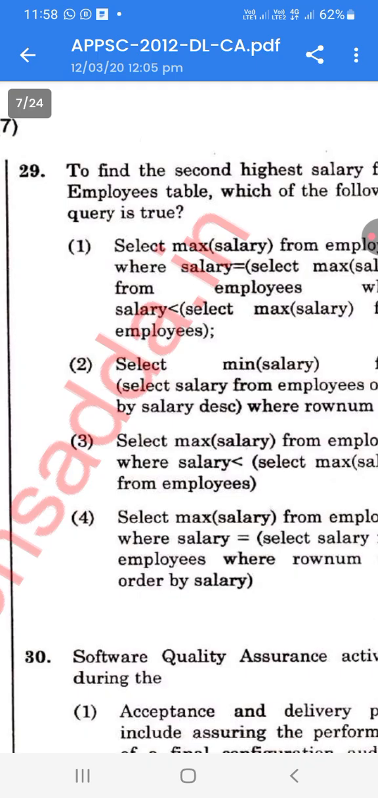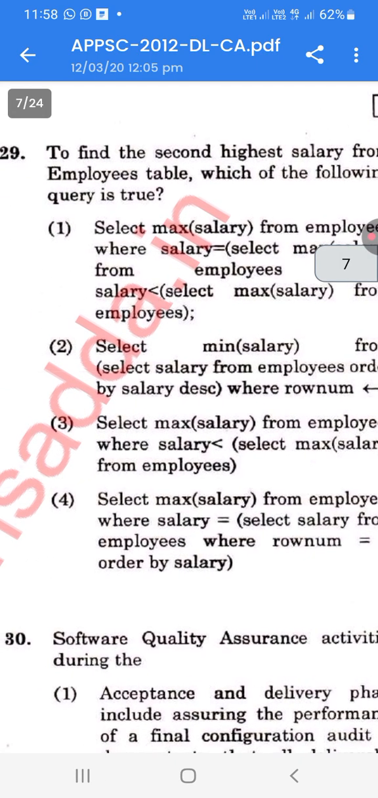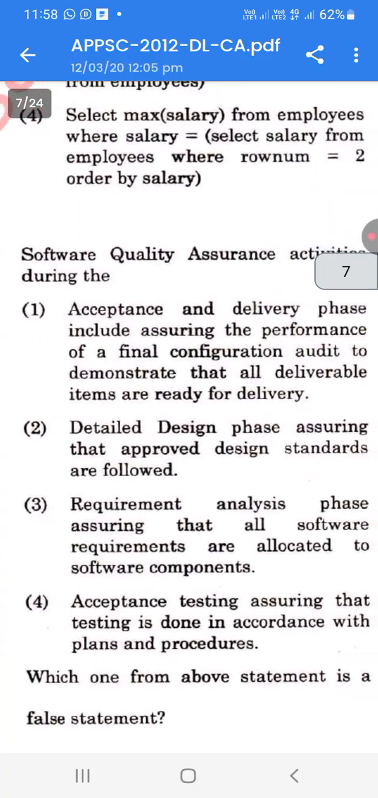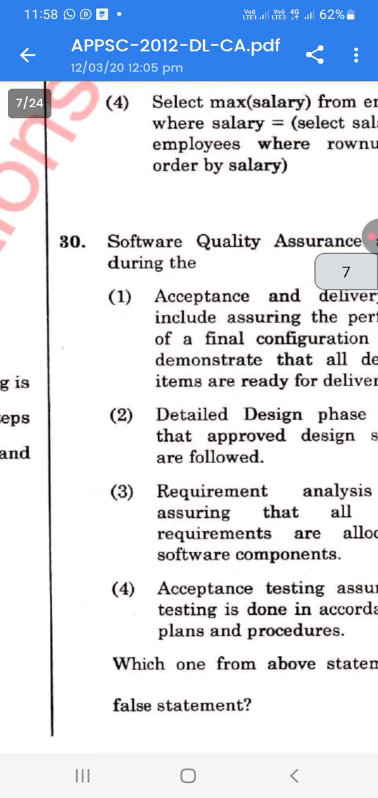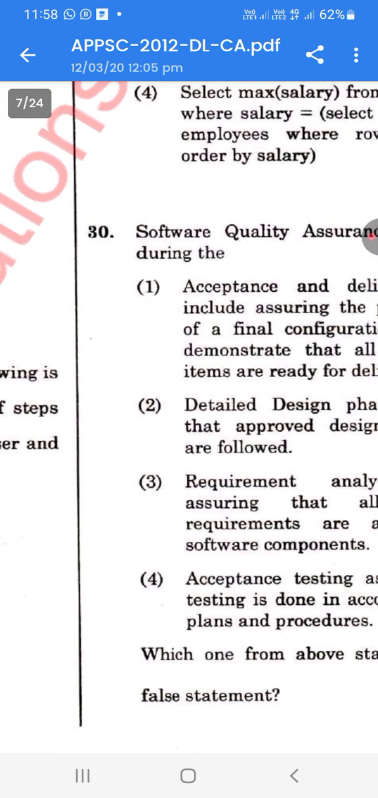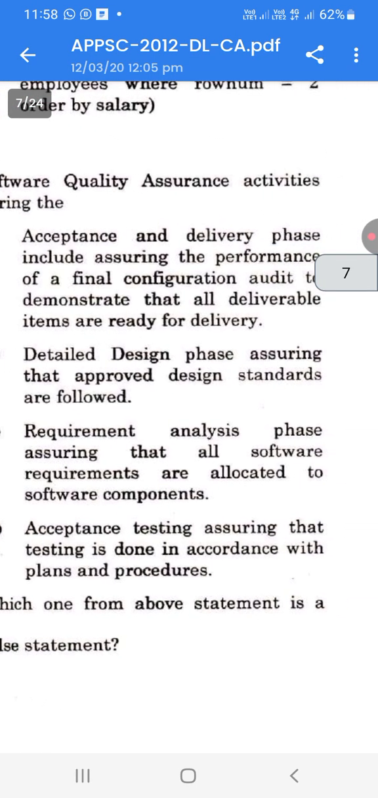Either one or two are true. Select max salary, first statement or second statement. These two are true statements. Software quality assurance activities during the detailed design phase: ensuring that approved design standards are followed.